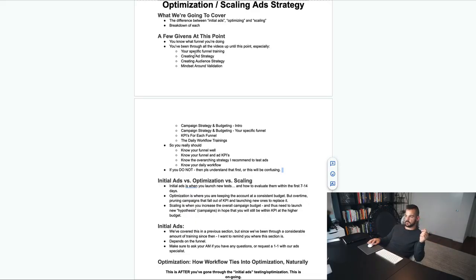Like, you definitely have to go through your specific funnel training in the lead gen section, the ad strategy, audience strategy, mindset around validation, the campaign budgeting strategy. I mean, that especially, or you're not gonna understand this. And then also the KPIs and daily workflows. Again, like if you don't know the daily workflow, it's gonna be hard for you to understand how to apply this strategy. So again, I would just go through that real fast before you go through this.